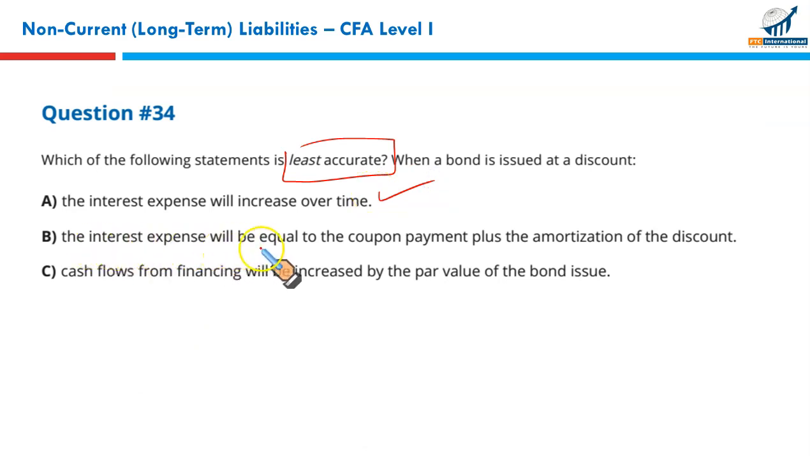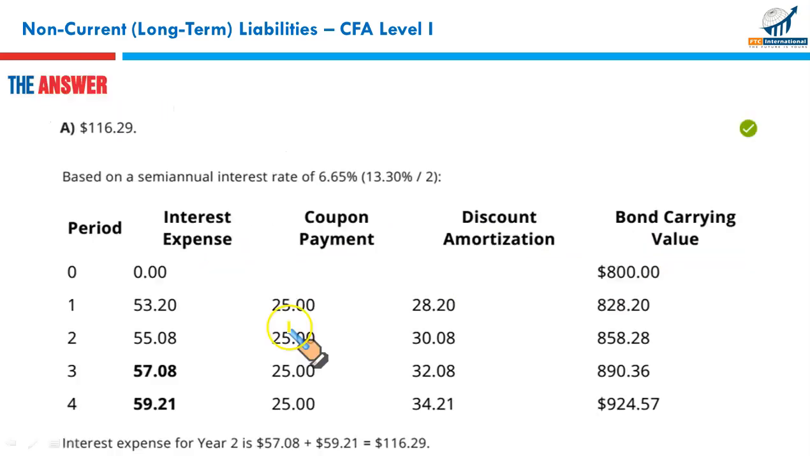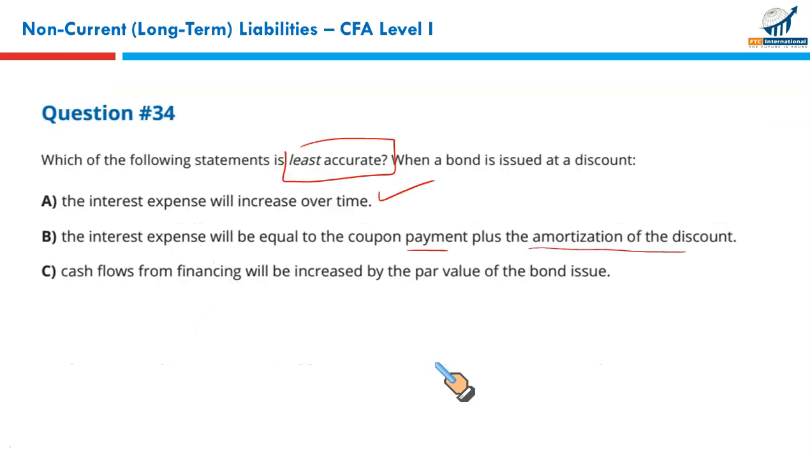B. The interest expense will be equal to the coupon payment plus the amortization of discount. Okay, let's see. Yes, interest expense is equal to coupon payments plus discount amortized. Next period, interest expense is equal to coupon payment plus discount amortized. It's a true statement. So it's correct. Then it has to be C then.